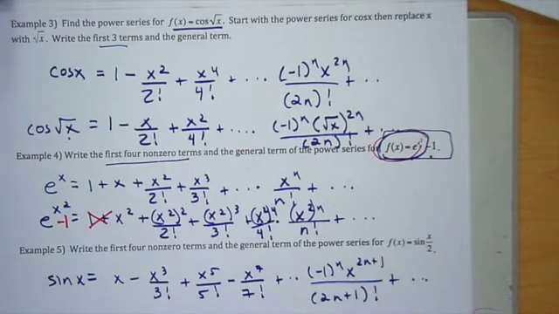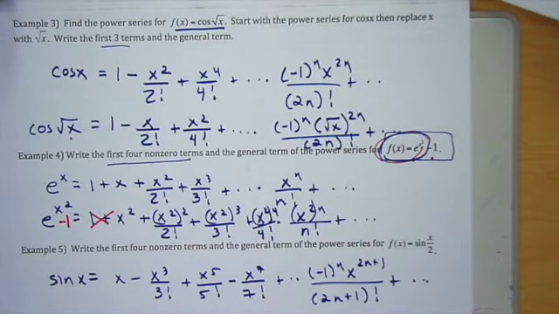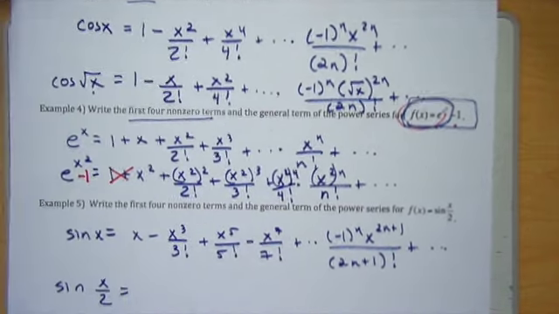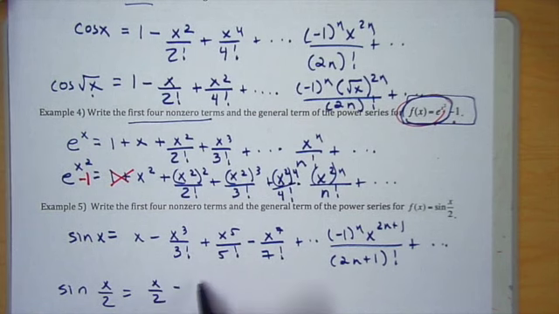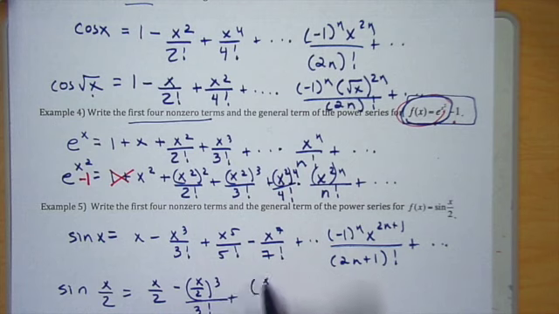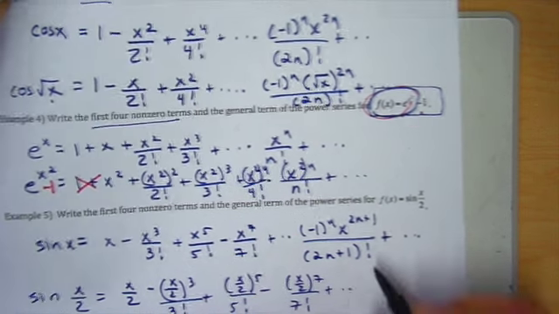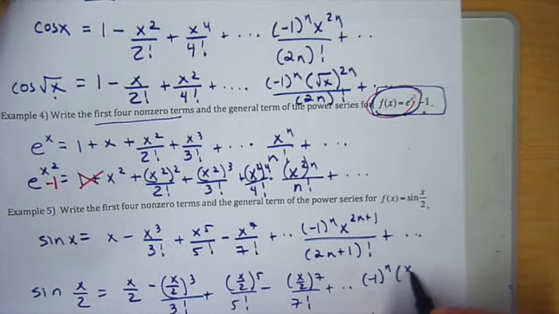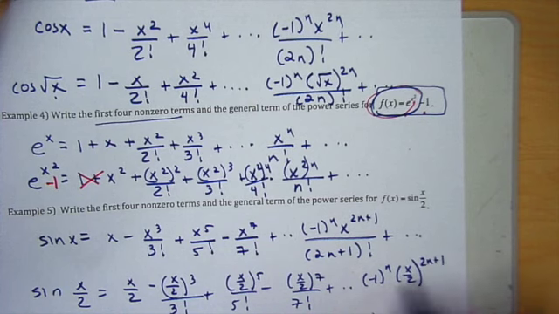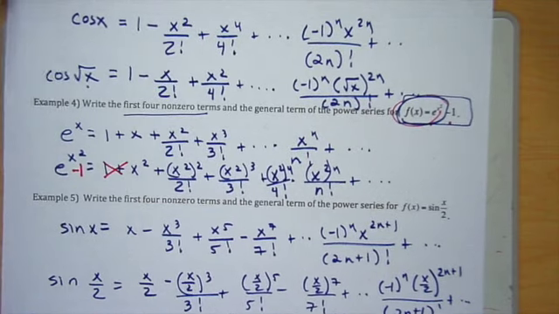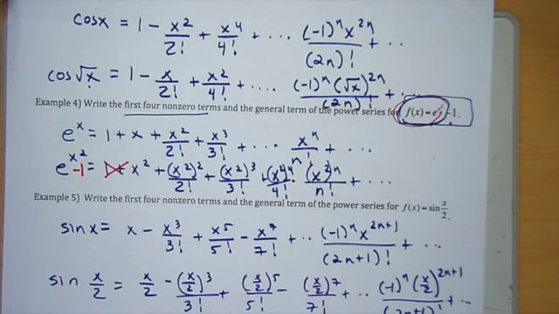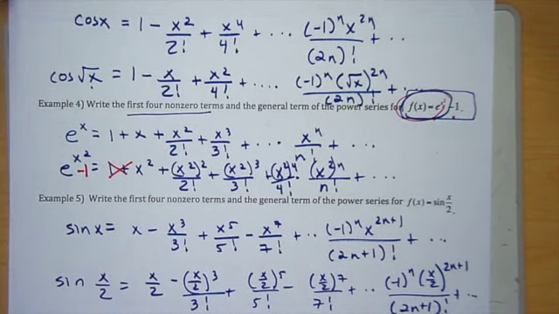Dot, dot, dot. So sine of x over 2 just means you replace the x with x over 2. And I'm not going to simplify anything unless I have to, but I'm just going to leave my answer like this. x over 2, same thing with the general term. And you would get the same answer if you actually calculated all the derivatives, but this is a much simpler way to approach this problem.